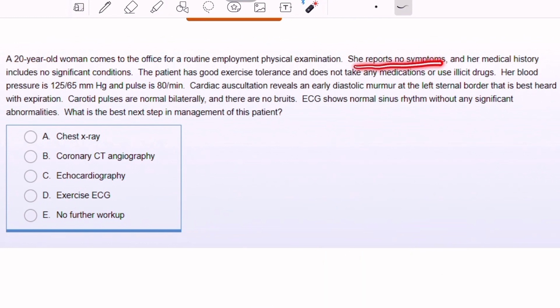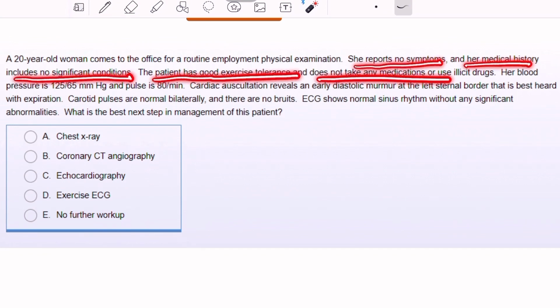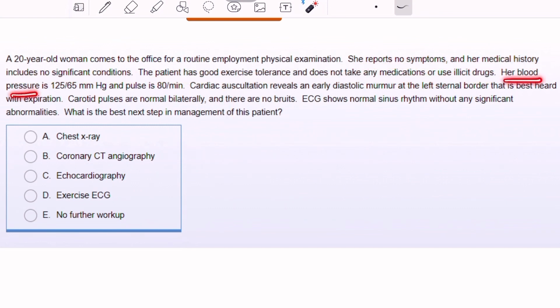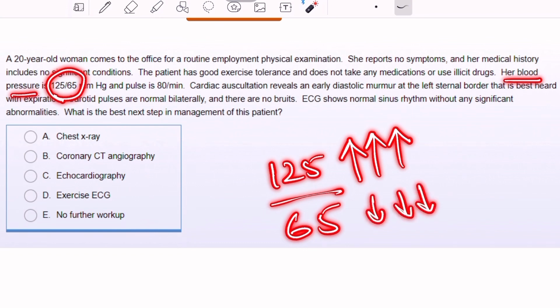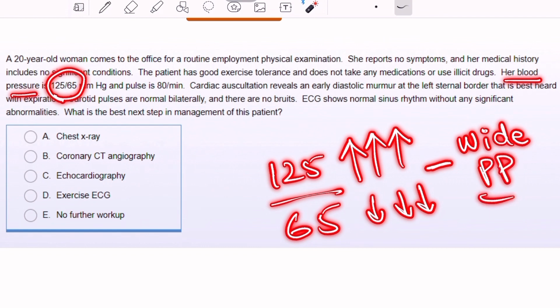She reports no symptoms and her medical history includes no significant conditions. The patient has good exercise tolerance and does not take any medication or any illicit drugs. So good exercise tolerance, because if you remember, we said they have good tolerance for tachycardia. Her blood pressure is 125 by 65. So look at this, 125 by 65. The systolic pressure is high and the diastolic pressure is very low. So they have a widened pulse pressure. So that is one sign we discussed in aortic regurgitation.